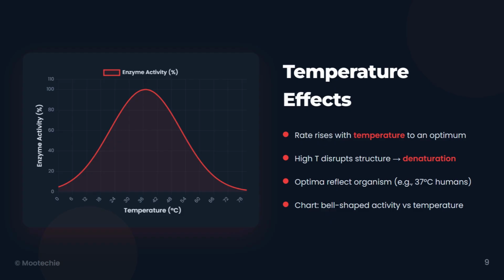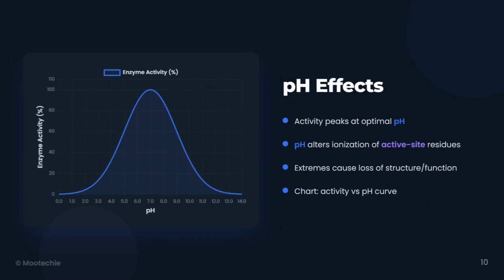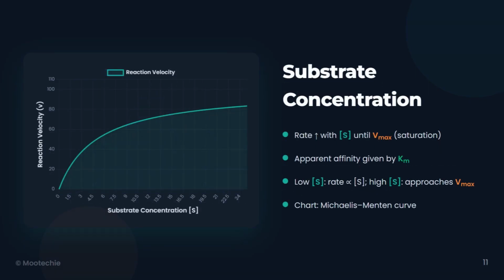Similarly, enzymes are affected by pH. Activity peaks at an optimal pH because pH alters the ionization state of critical active site residues. Extreme pH levels cause a loss of structure and function. The slide features a chart showing a curved peak of enzyme activity percentage across a pH scale from 0 to 14. Now, let's look at substrate concentration.